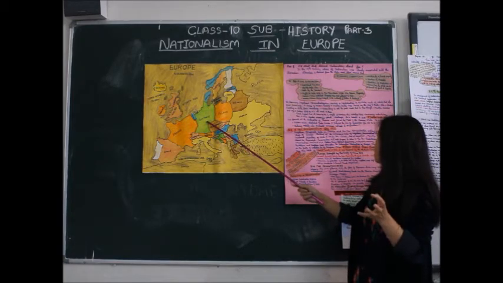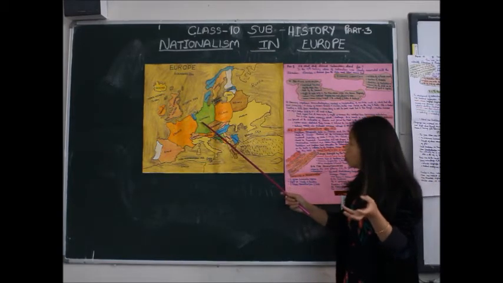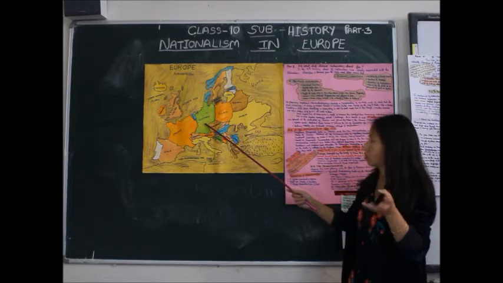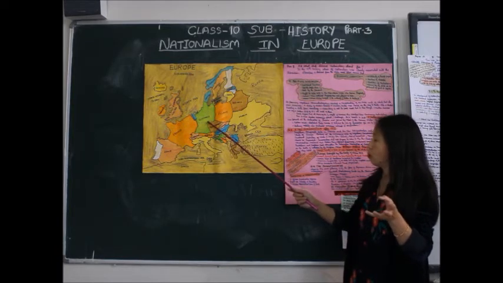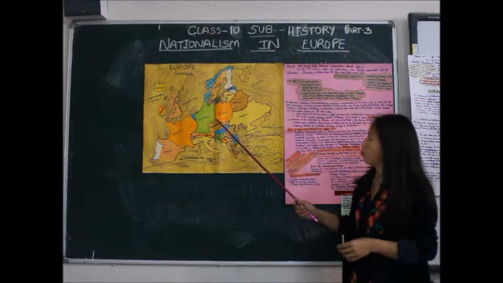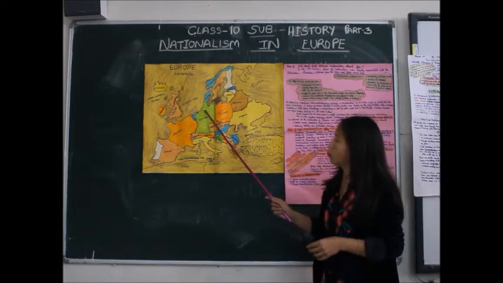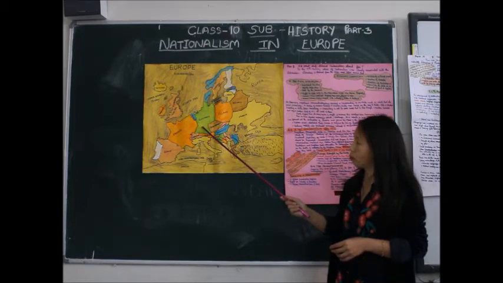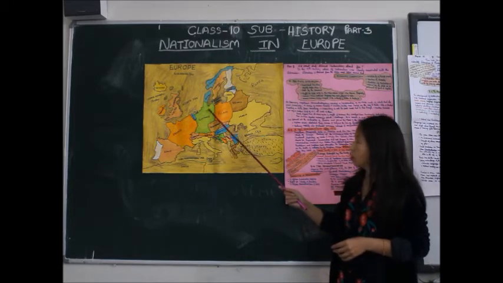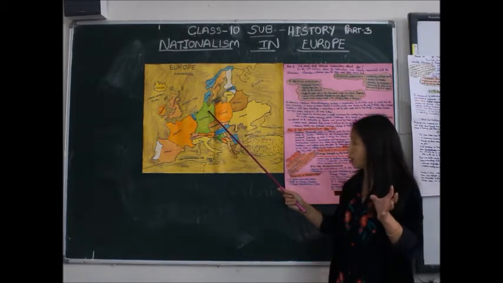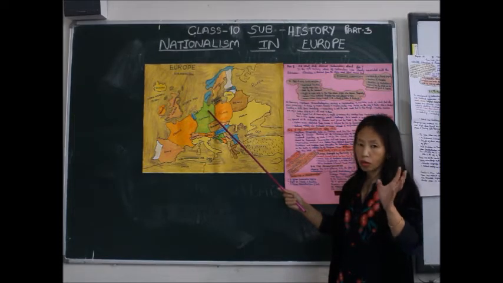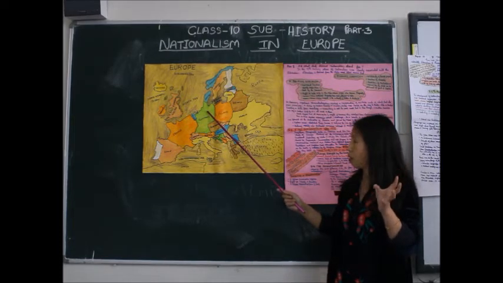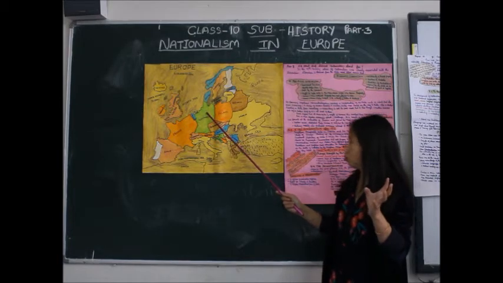There were also so many custom duties and taxes that the people had to pay. Suppose a merchant had to travel from Hamburg to Nuremberg in Germany itself. He had to pay 11 different custom duties, that is, different taxes. On each he had to pay 5% of the custom duties.